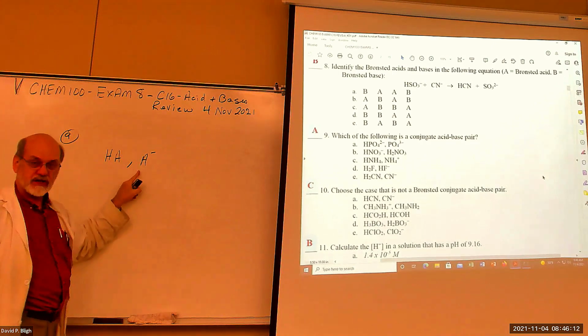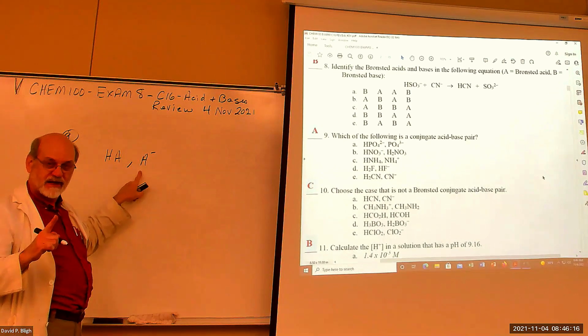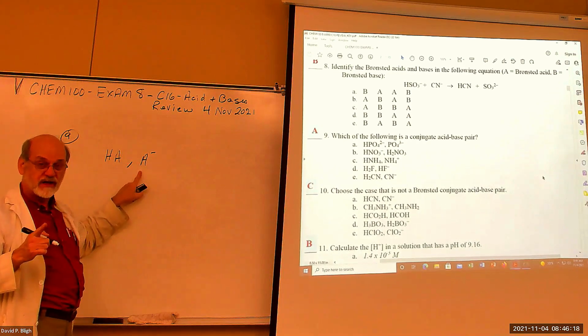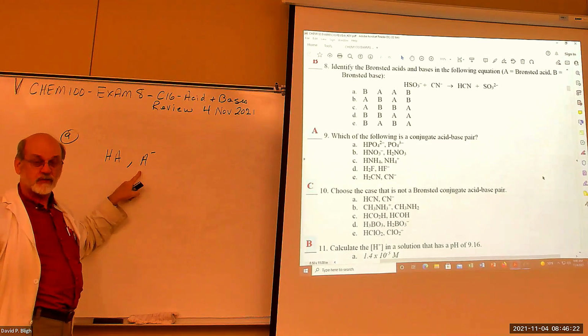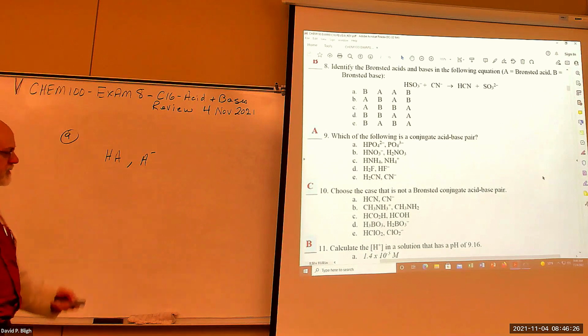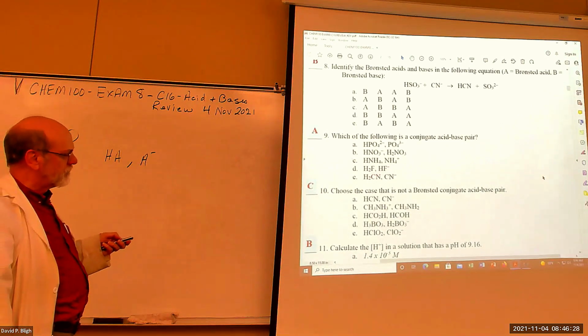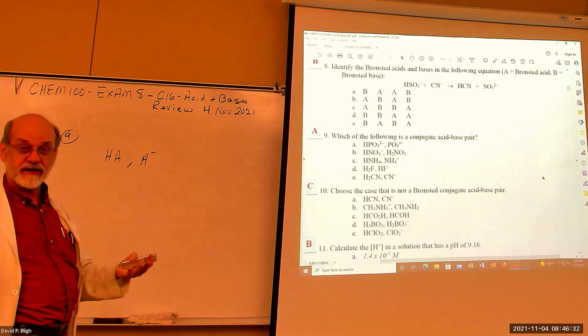Plus, the conjugate base can only be missing one proton. If it's missing more than one proton, then it's not the conjugate base, because we only do one proton at a time. Okay, let's see which one matches. There are no squirrely answers in here, so we can work our way down. When we find the right answer, that's it.